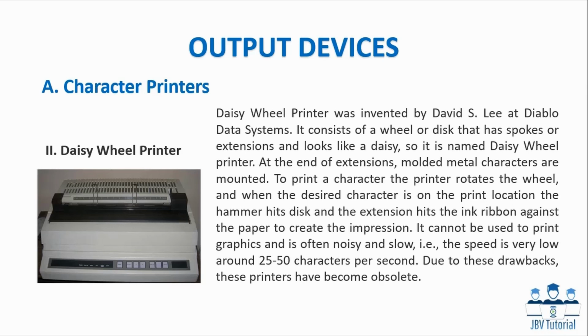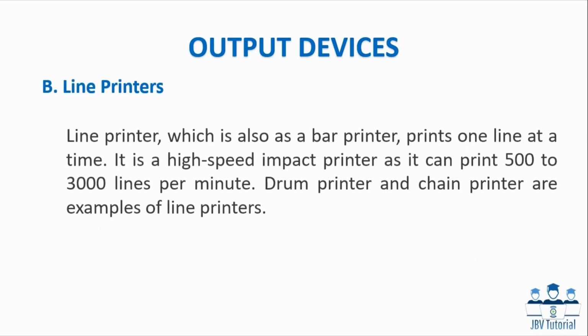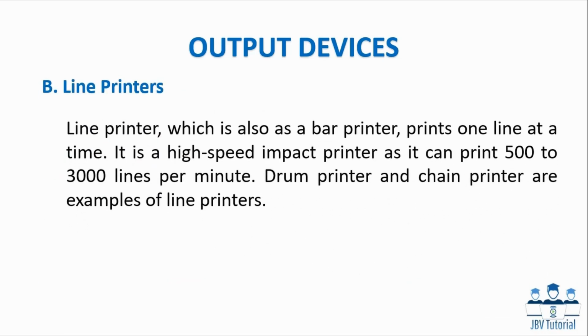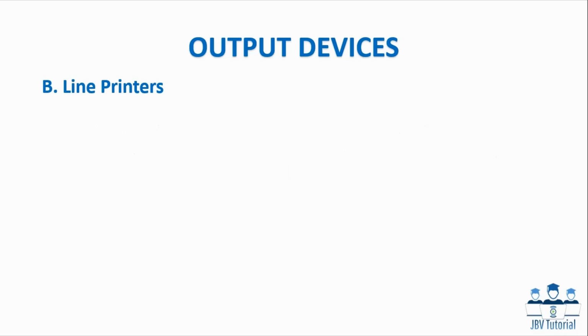It cannot be used to print graphics and is often noisy and slow, i.e., the speed is very low, around 25 to 50 characters per second. Due to these drawbacks, these printers have become obsolete. B. Line printers. Line printer, which is also known as a bar printer, prints one line at a time. It is a high-speed impact printer, as it can print 500 to 3,000 lines per minute. Drum printer and chain printer are examples of line printers.